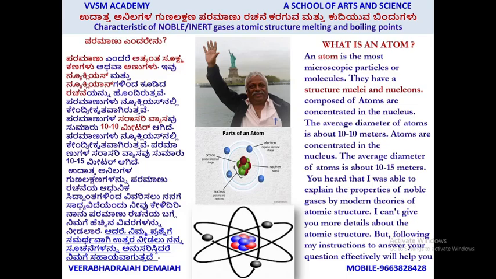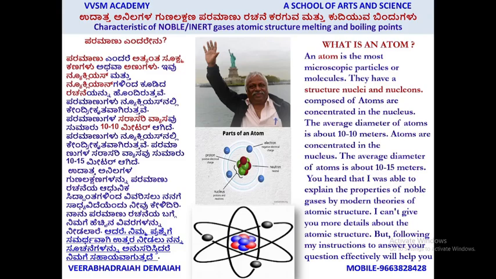An atom is the most microscopic particle. They have a structure, nuclei and nucleons. An atom consists of electrons, protons, and neutrons. The electrons are revolving around the nucleus of an atom, and the protons and neutrons are packed together in the nucleus.